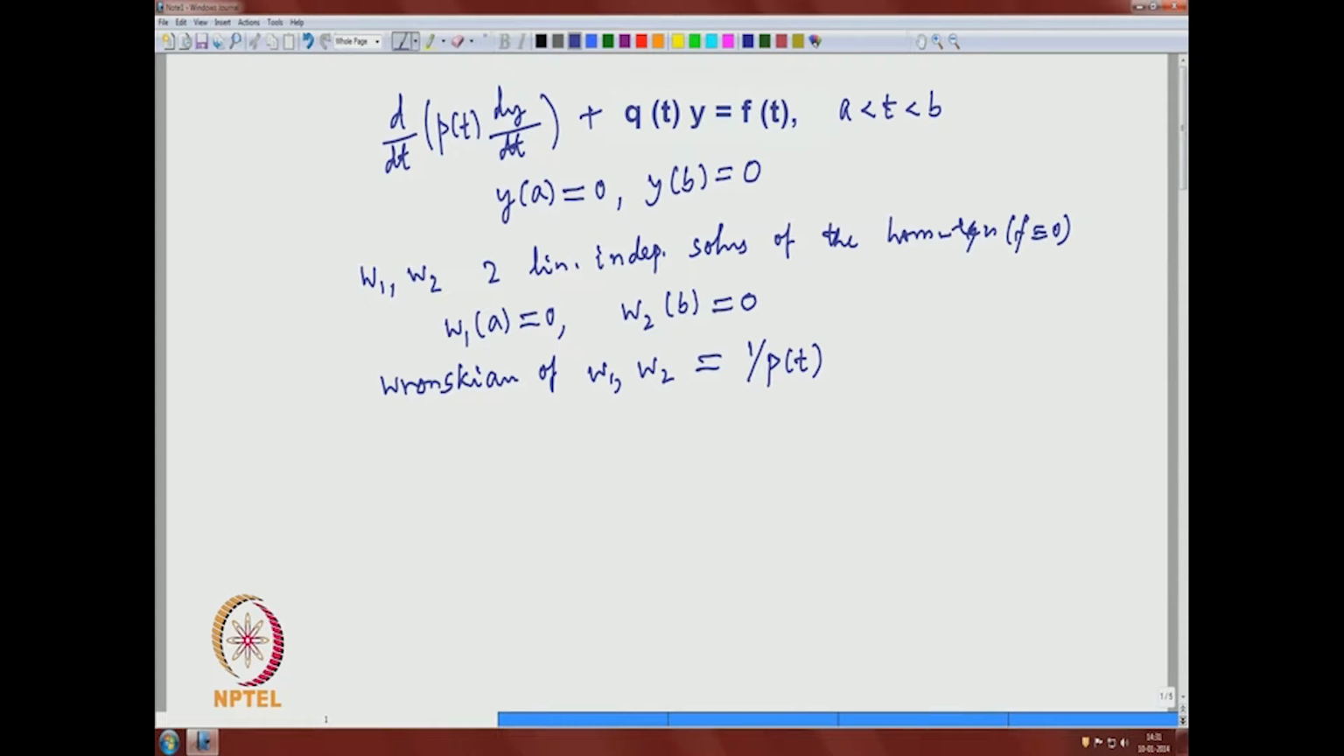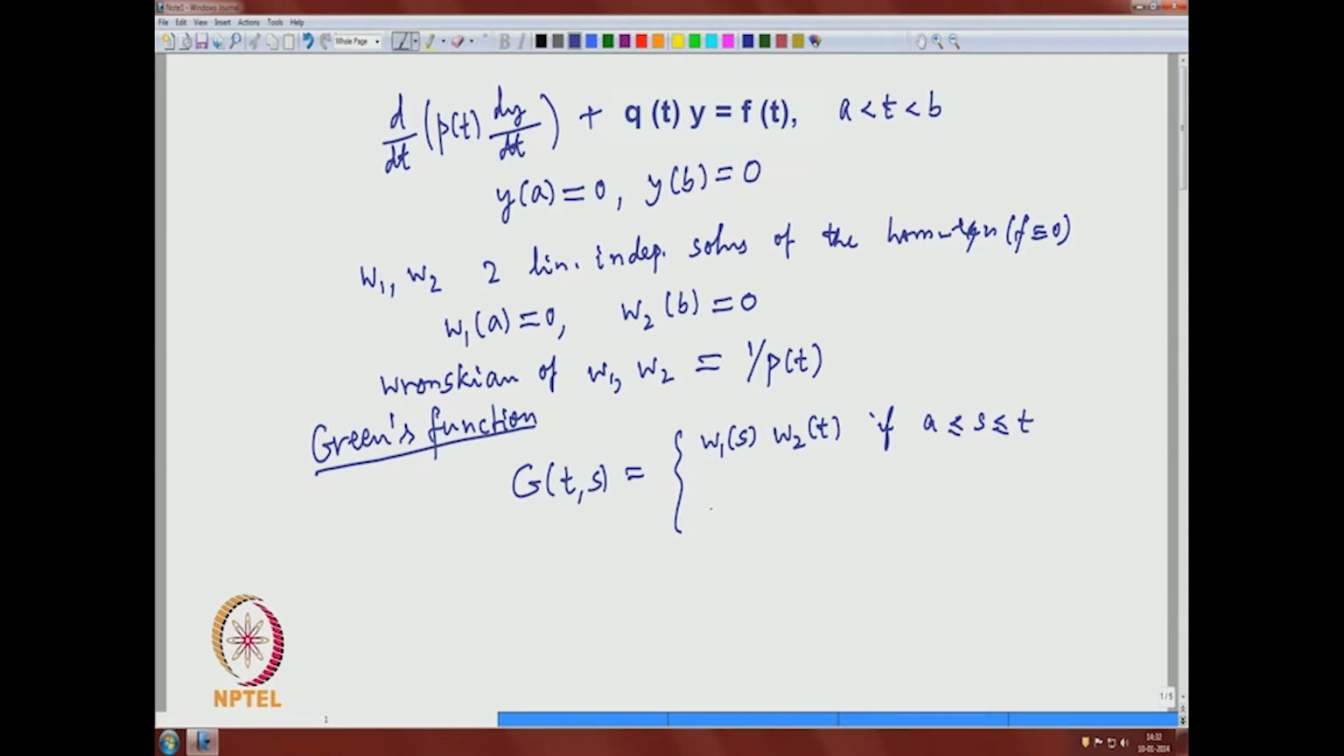Okay. Under these conditions, the Green function of the boundary value problem was defined by this expression: w1(s) w2(t) if a is less than or equal to s less than or equal to t, and the other way around, w1(t) w2(s) if t is less than s less than or equal to b.